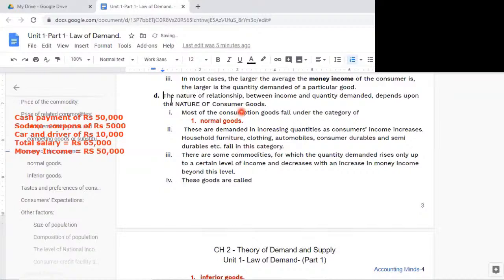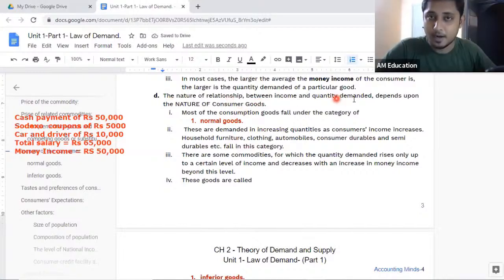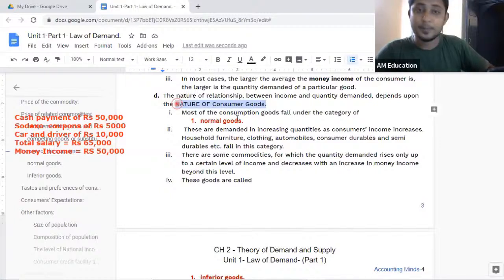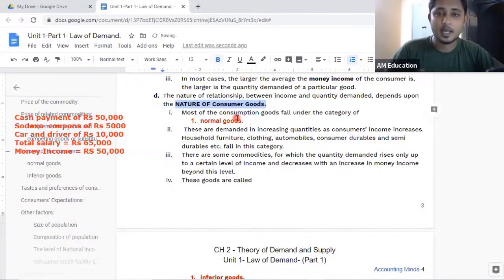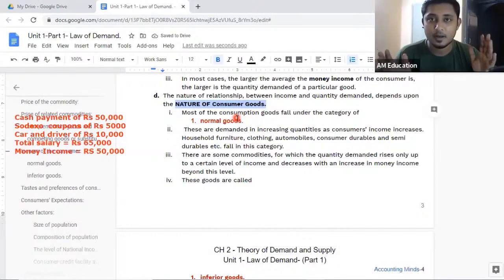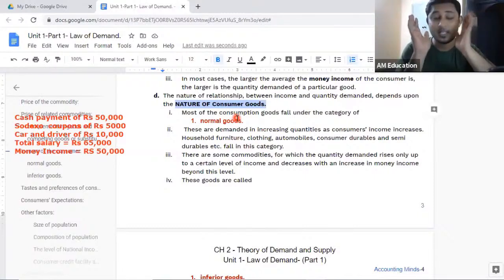What is this thing? The nature of the relationship between income and quantity demanded depends on the nature of the consumer goods and services. In the previous competing goods and complementary goods, the relationship was direct and indirect, no? But the nature of the relationship between income and the goods is different.